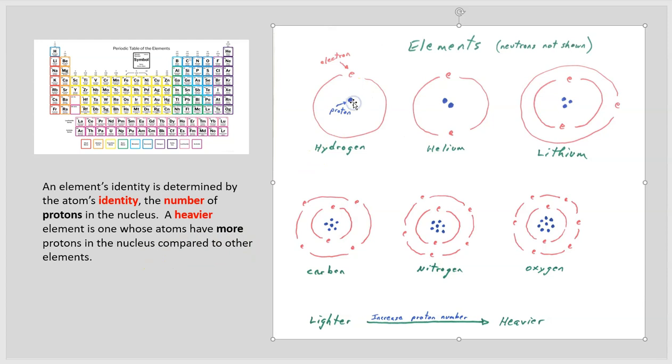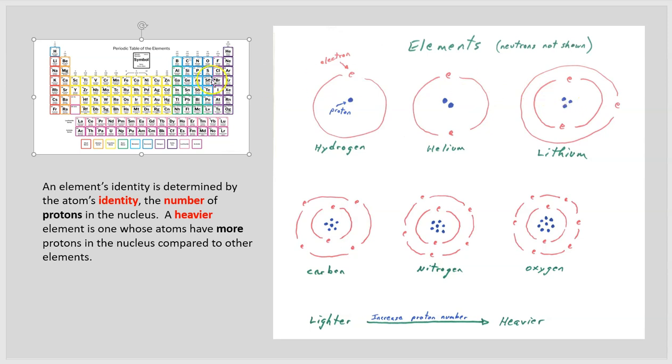So let's begin with the hydrogen atom. It has one proton, and hydrogen is up here on the periodic table. Well, helium has two protons. That's what makes it helium. So here's helium with two protons. Now, I'm not showing the neutrons in these diagrams because we're focusing on the number of protons, which determines the identity of the element, the identity of the atom of that element.